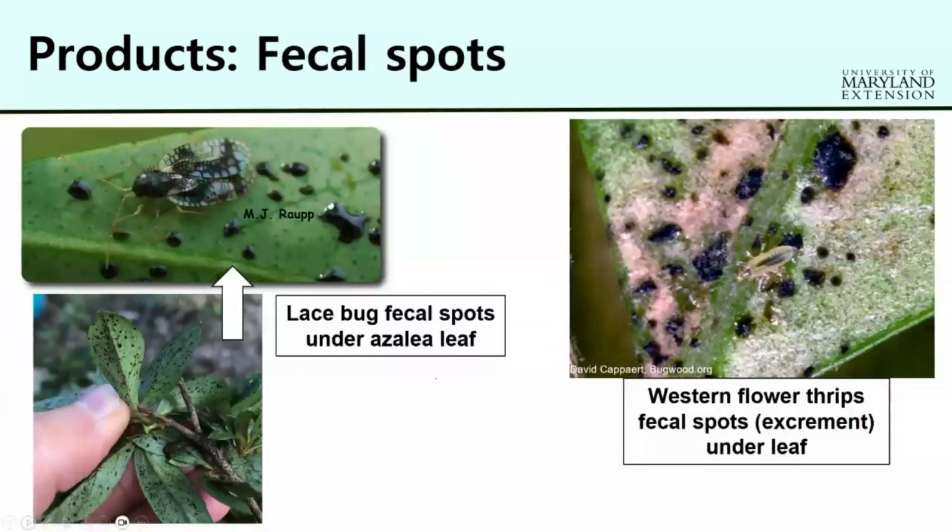Fecal spots. So some of our insects produce very tar, sticky, like fecal spots on our plants. This can be really common when we see lace bugs. If we flip the leaf over, like our azalea or our rhododendron leaves, and then we see these tar-like black spots, these are fecal spots or excrement created by our lace bugs. And then on our right, we can see examples of fecal spots produced by things like thrips, like our western flower thrip. So this can be a sign, as we learned it, an indicator or product produced by our insect, that something was there.